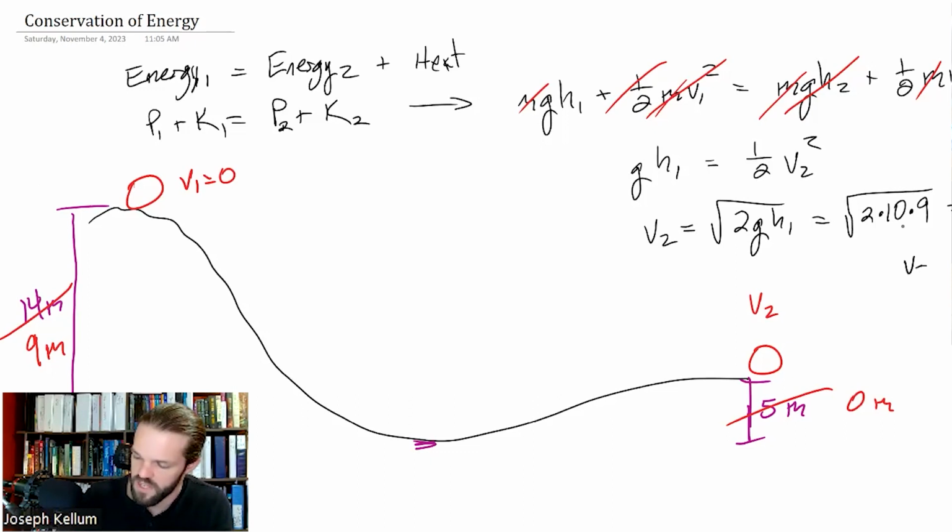So we'll say velocity v2 is like 13 and a half meters per second. Do you mind if I say something? Yeah, go for it. Can I draw on the screen a little bit?